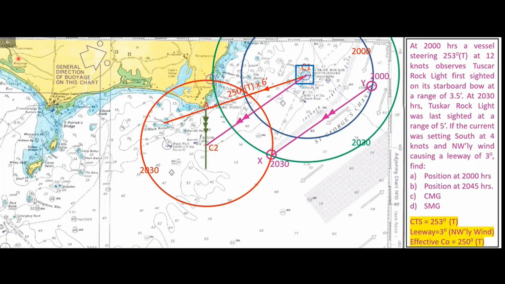So with this, basically we finish off the transferring of the position circle. We saw different scenarios with wind, with current, and in this case, both wind and current together. So all the scenarios for transfer of position circles are covered.